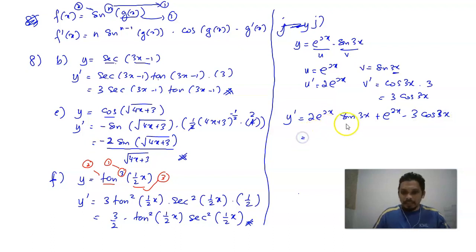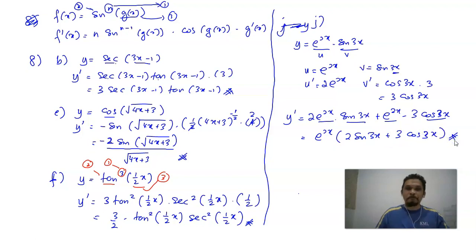This is sine and that is cos, so we cannot factorize those, but we can look at e to the power of 2x and e to the power of 2x. Factorizing, we get e to the power of 2x times (2 sine 3x plus 3 cos 3x). So that's the solution for question number G.